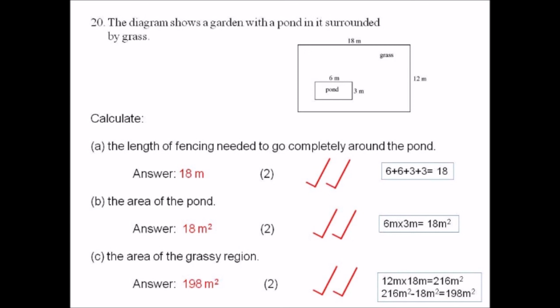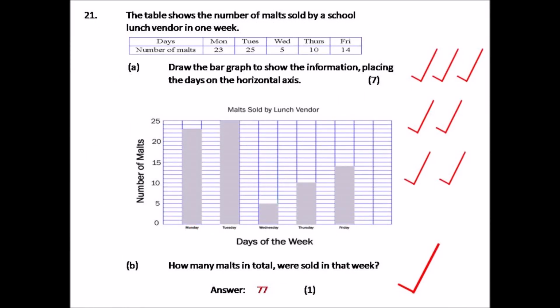The area of the grassy region you have to subtract. So find the total area minus the area of the pond, and you would get 198 square meters. It's the final answer. Remember to put your answers in square units for area.